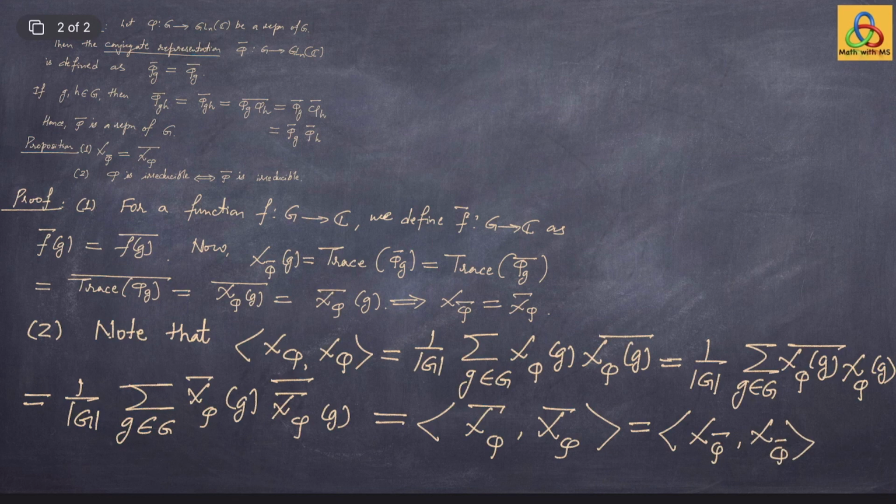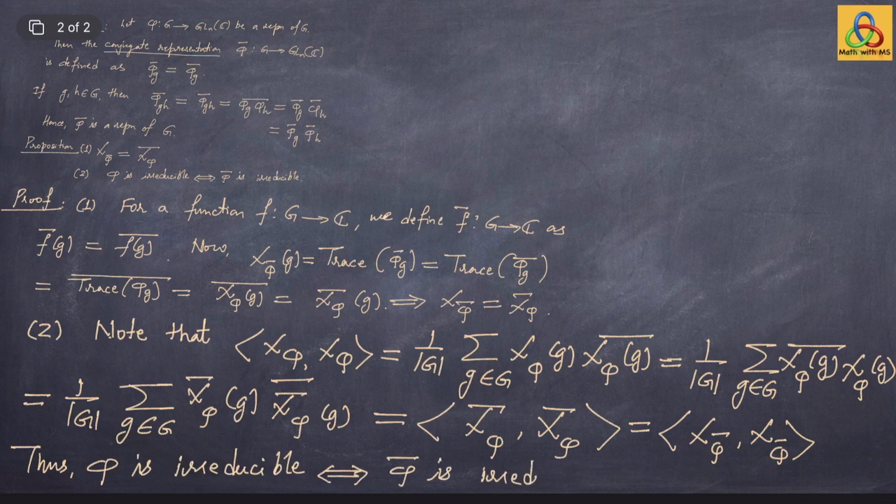Thus, the inner product of chi phi with itself is 1 if and only if the inner product of chi of phi bar with itself is 1. Equivalently, phi is irreducible if and only if phi bar is irreducible. So this is another way of constructing irreducible representations of a given group. Given a representation, you take the complex conjugate and you know it's irreducible. And then you see whether phi and phi bar are equivalent or not.